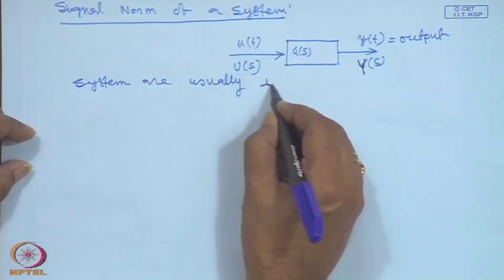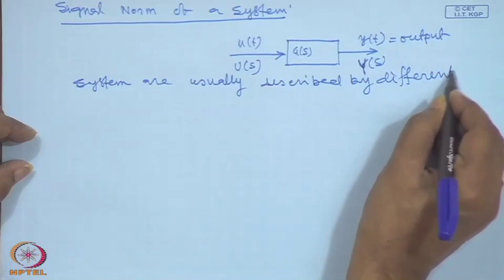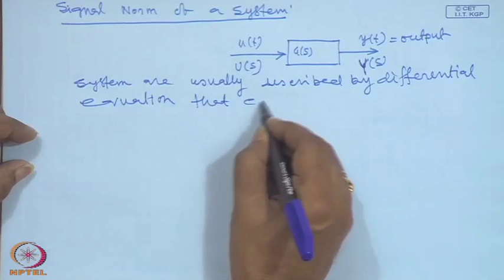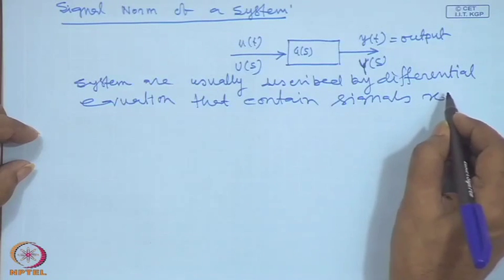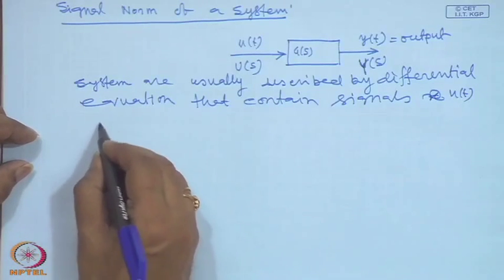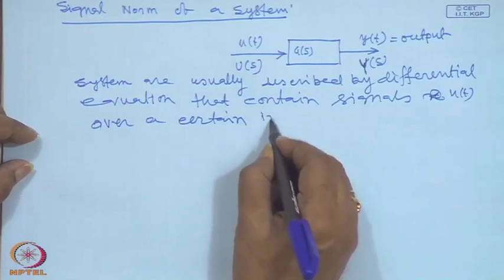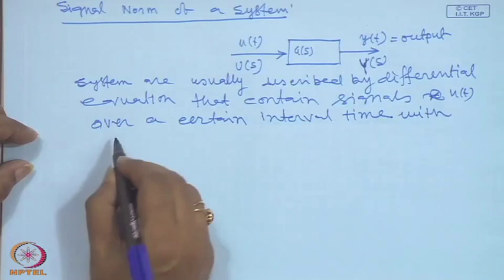If you convert into a transformation model, then you take the Laplace transform on both sides by assuming all initial conditions are 0. So, the systems are usually described by differential equations that contain signals, let us call u of t, over a certain interval of time, with varying amplitude.